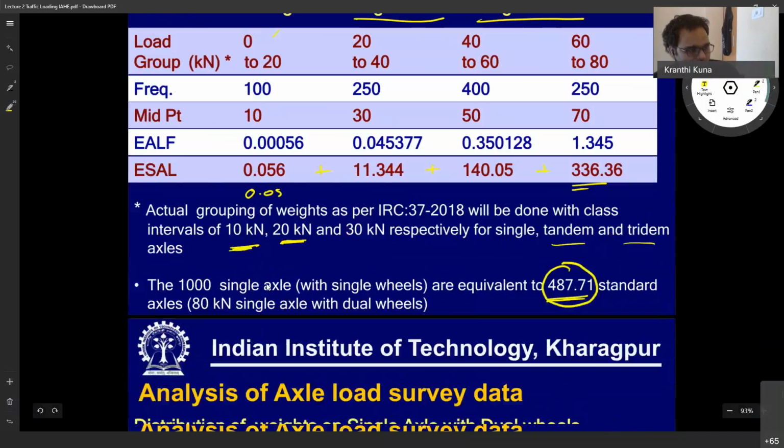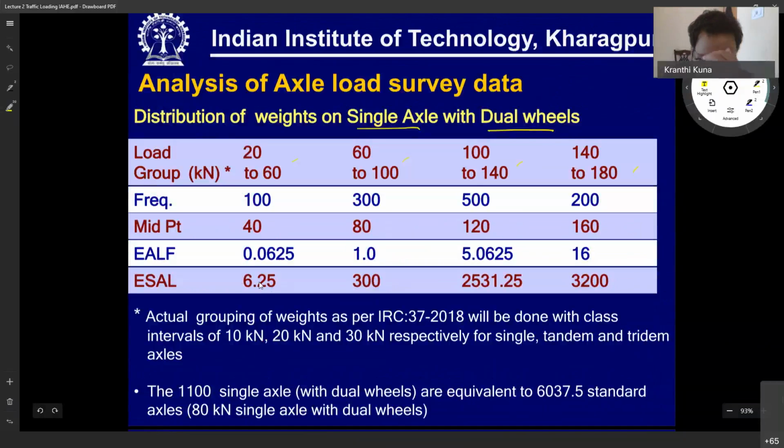Similarly, if you run the same exercise with the distribution of single axle with the dual wheel. For single axle dual wheel, what is the standard axle? 80. So if you divide 40 by 80 whole power 4, then you would get 0.0625. Okay, maybe it will be a good exercise for you to do this by yourself. So 40 by 80, you will get 0.0625, and if you multiply that with 100, 6.25.